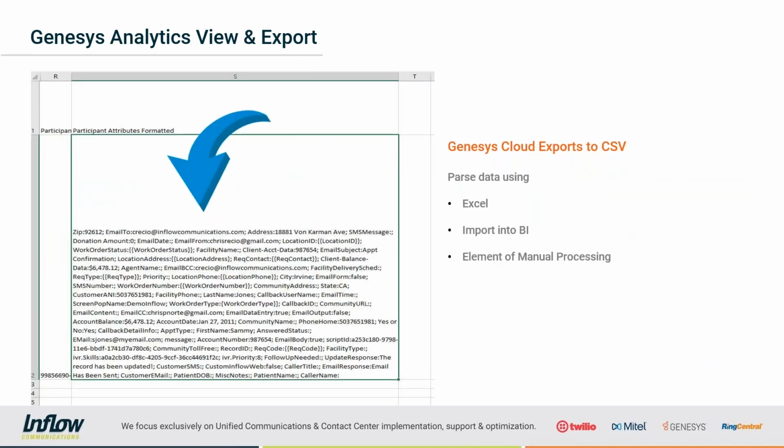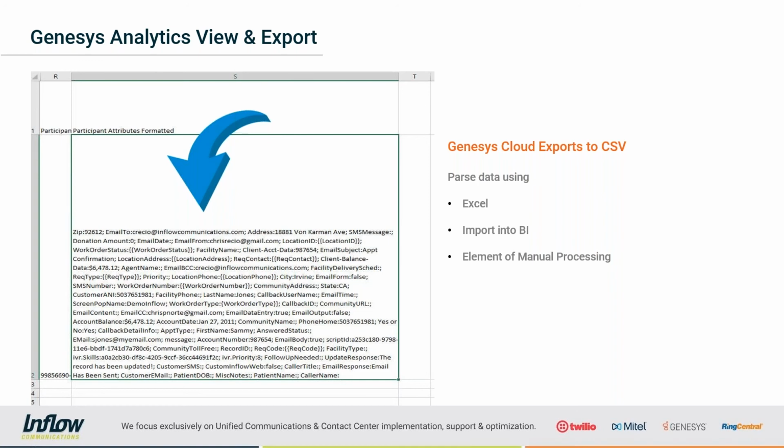When you export the data, now you will get it in this format, which is not my most favorite format, if I'm being really honest. But if you look in the data there, right about the third row down, you'll see where it says client account data 987654.